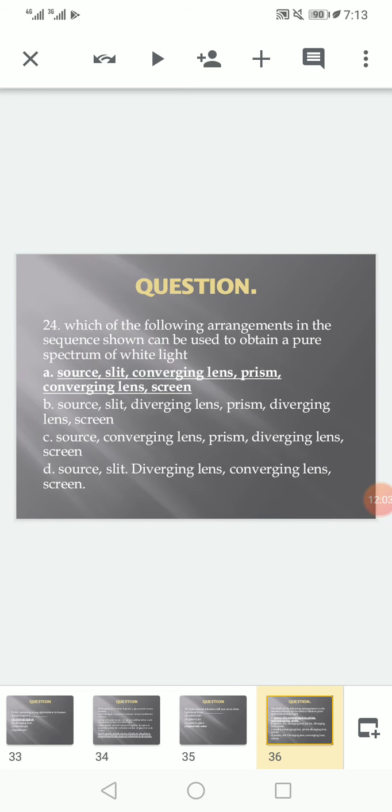Which of the following arrangement sequence shown can be used to obtain a pure spectrum of white light? A pure spectrum of white light is only obtainable using this arrangement: the source, the slit, the converging lens, the prism, converging lens, as well as the screen. In our Zoom class, I will explain this better, but for emphasis sake, in order to obtain a pure spectrum of white light, the arrangement is in this order: source, slit, converging lens, prism, converging lens, and screen.